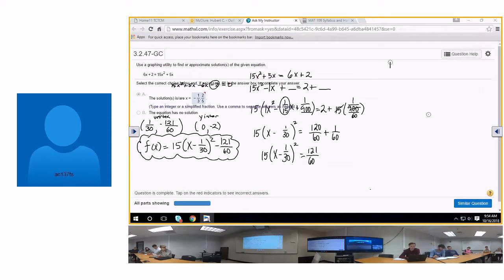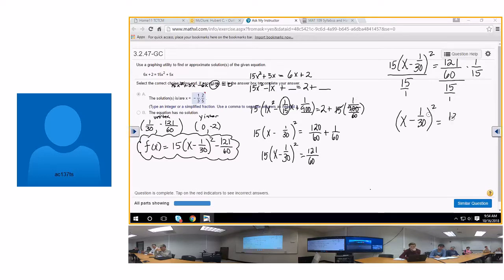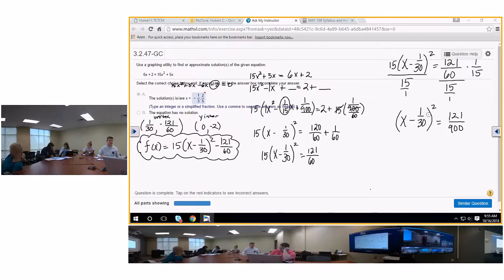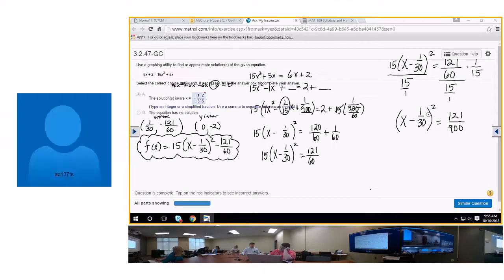15 times x minus 1 over 30 quantity squared is equal to 121 over 60. I'm going to divide by 15. Multiply by 1 over 15. And that's going to give me x minus 1 over 30 quantity squared is equal to 121 over 900. Now, why is that so nice? That's beautiful. It's got perfect squares. Thank you for paying attention. Wow, somebody's actually paying attention.